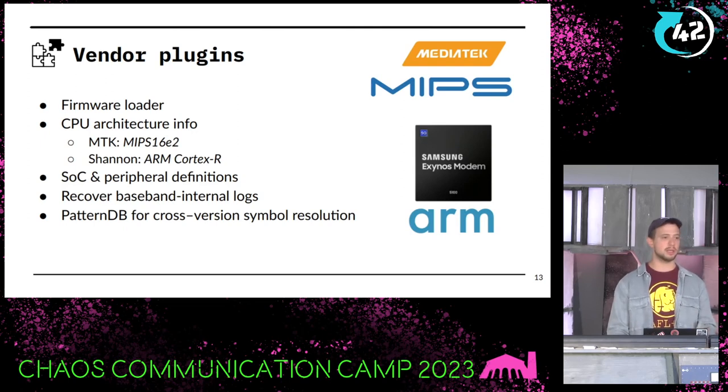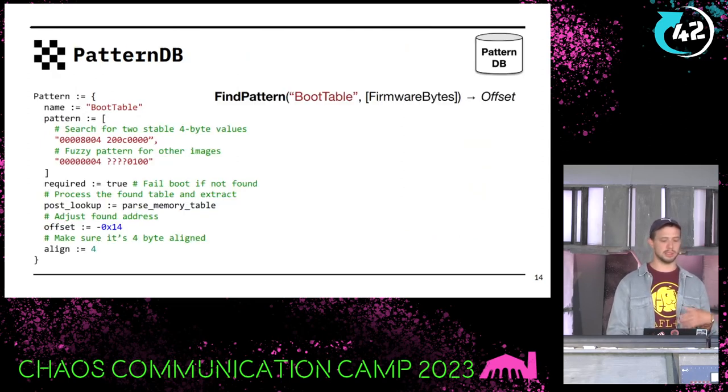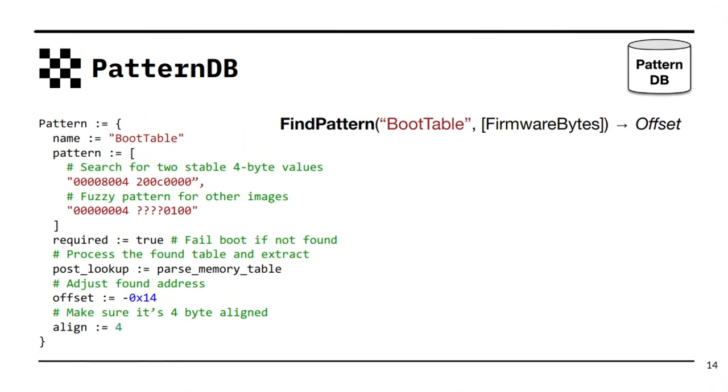And then we have this PatternDB, which is used to find things, because we don't want to hardcode everything. This is how one pattern definition would look. We have a pattern that looks a bit like a regex and has similar functionality: look for these bytes, and these are wildcard bytes. There are other options in this pattern, like whether it is required that this pattern exists. Would it be a fatal error if it doesn't exist? For example, the entry point or the main map of all tasks. If this doesn't exist, then we just don't want to boot.